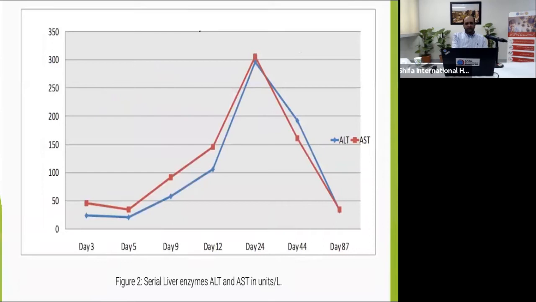And these were the enzymes. You can see that these enzymes were also raised, and you can see that AST was rising earlier than ALT. And then ALT took a little bit more time than AST to come down to normal in 3 months' time.